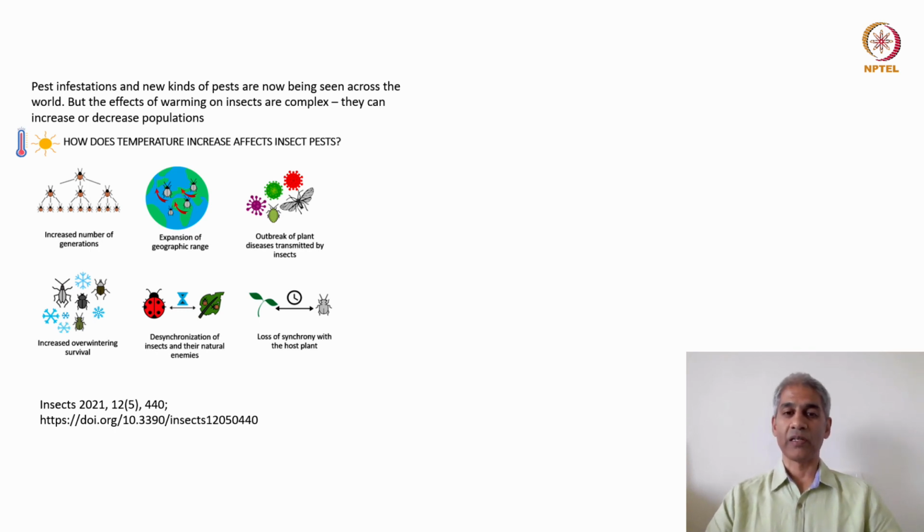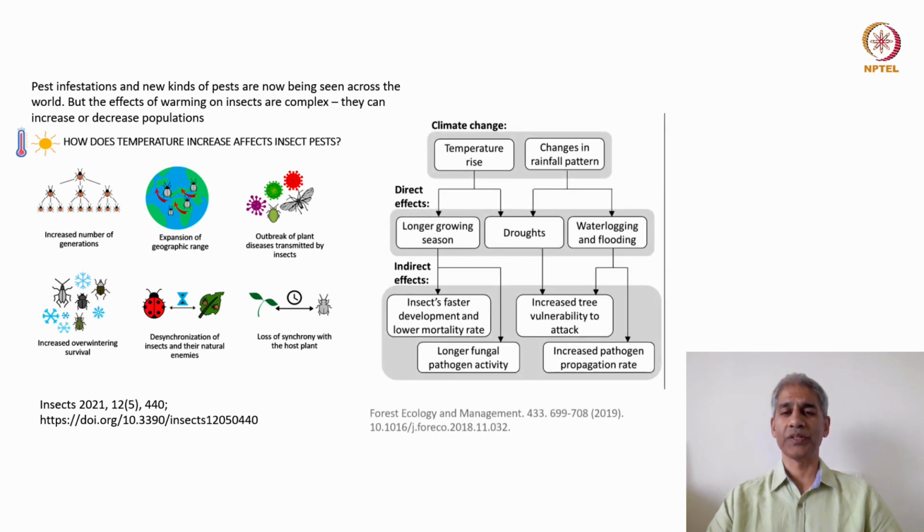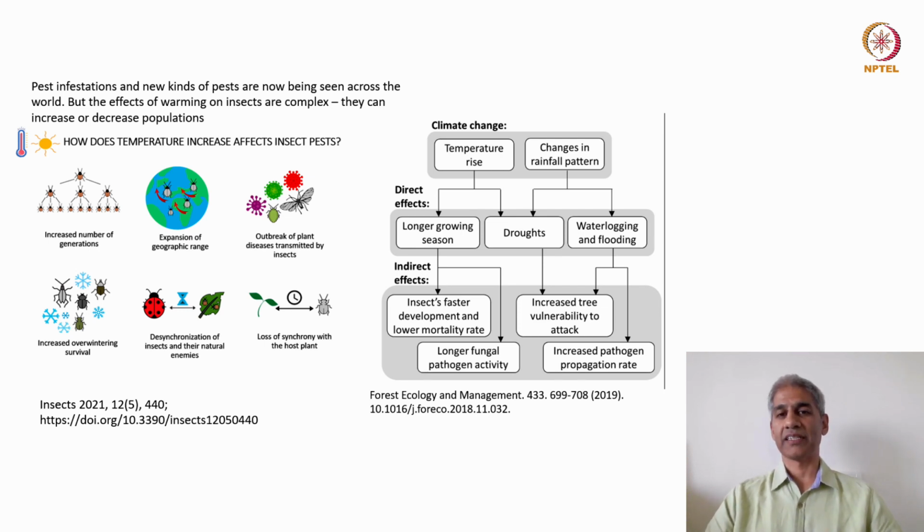And of course, you can have a loss of synchrony with the host plant on which insects lay their eggs. So you can have a range of effects of warming on insects. And this is shown here in this flow chart where you can have different effects which are direct effects which can lead to indirect effects on insects.